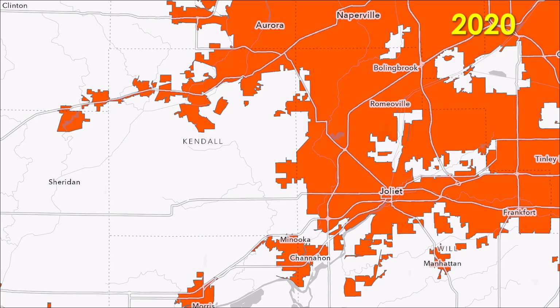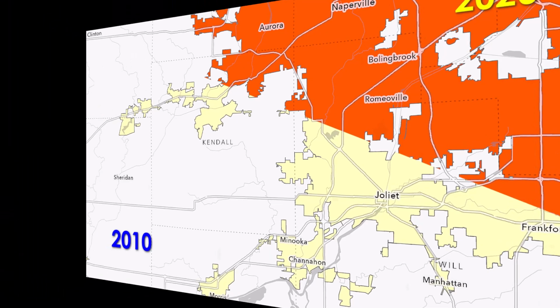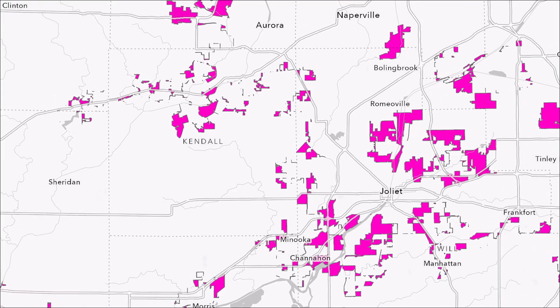When we run the symmetrical difference, basically what we will see is any area that was urban in 2010 but not in 2020, or it was not urban in 2010 and then is urban in 2020. And here's the result of the symmetrical difference operation. The areas in magenta showed where we had change. Everything else did not change.